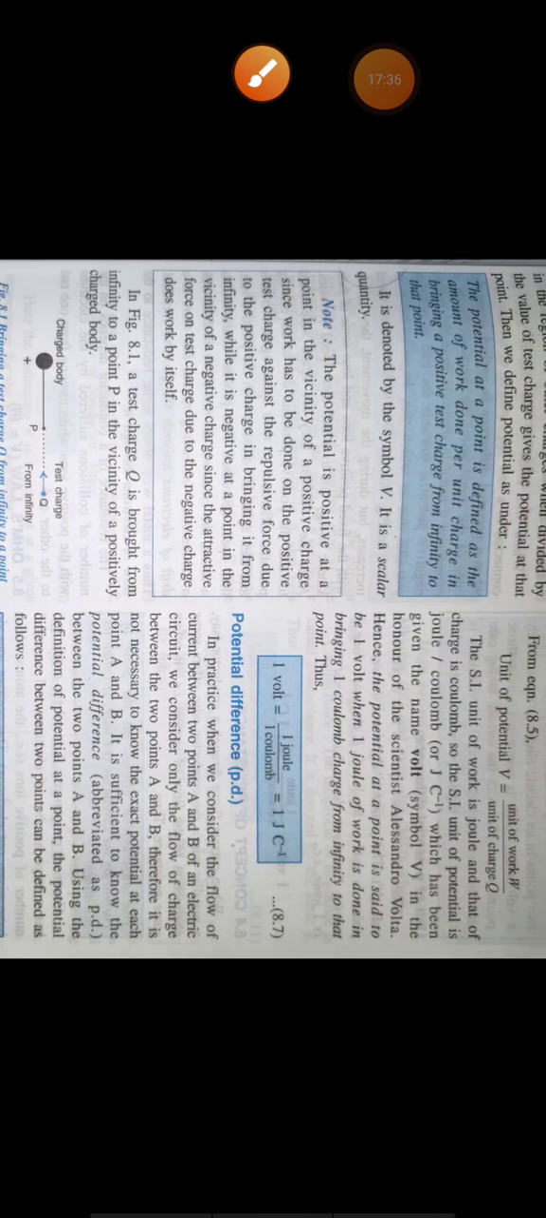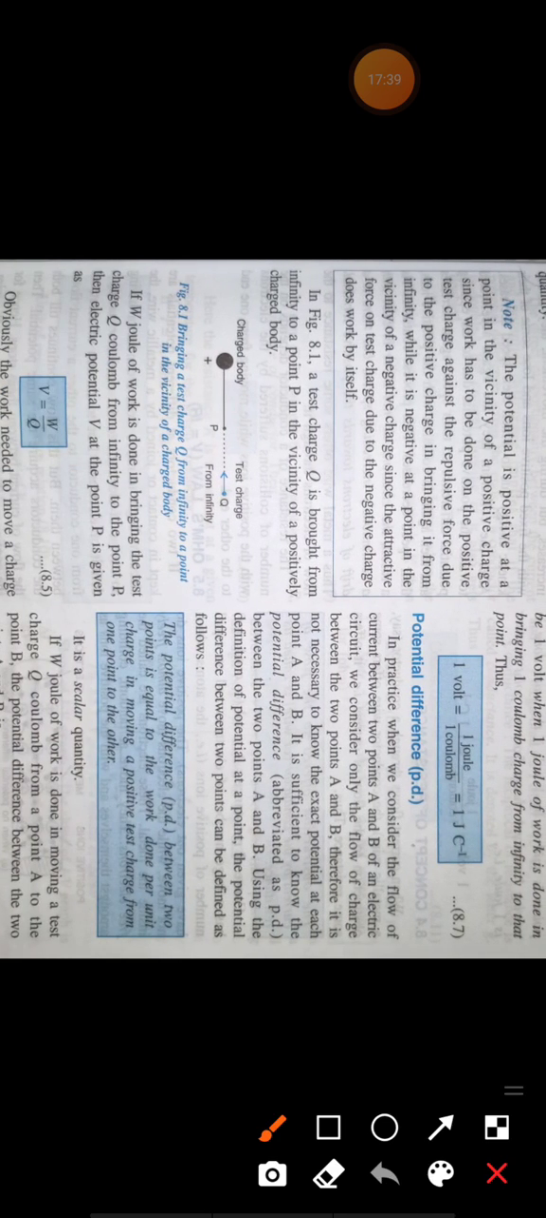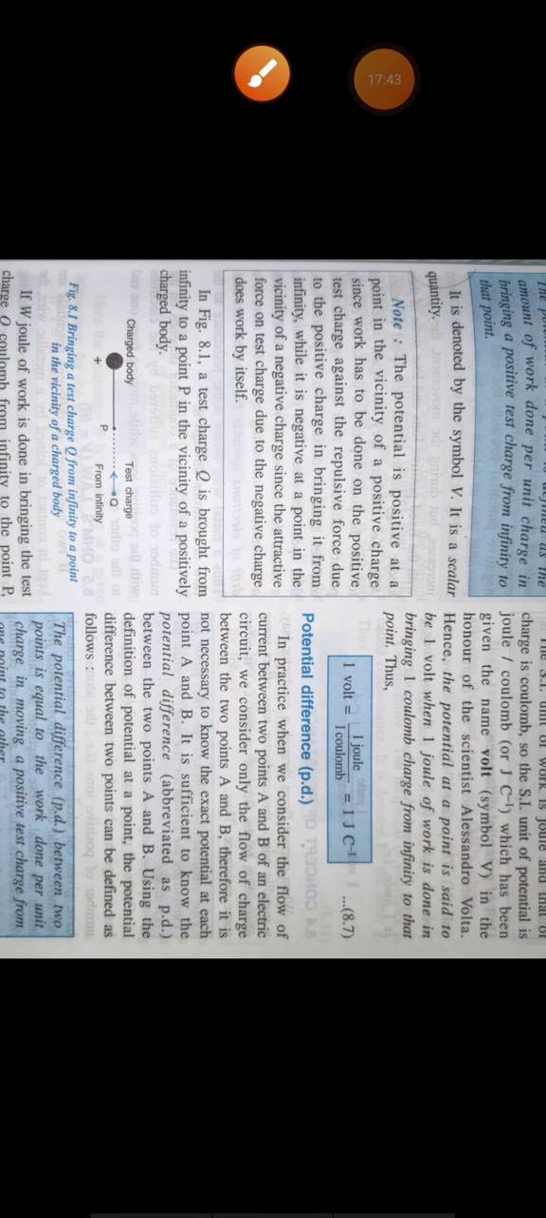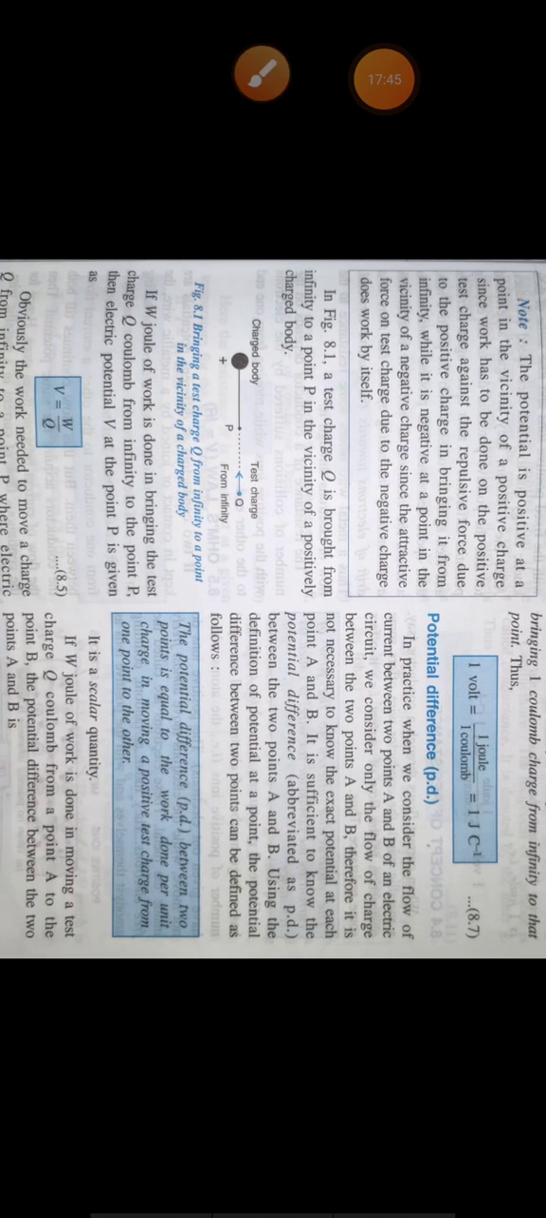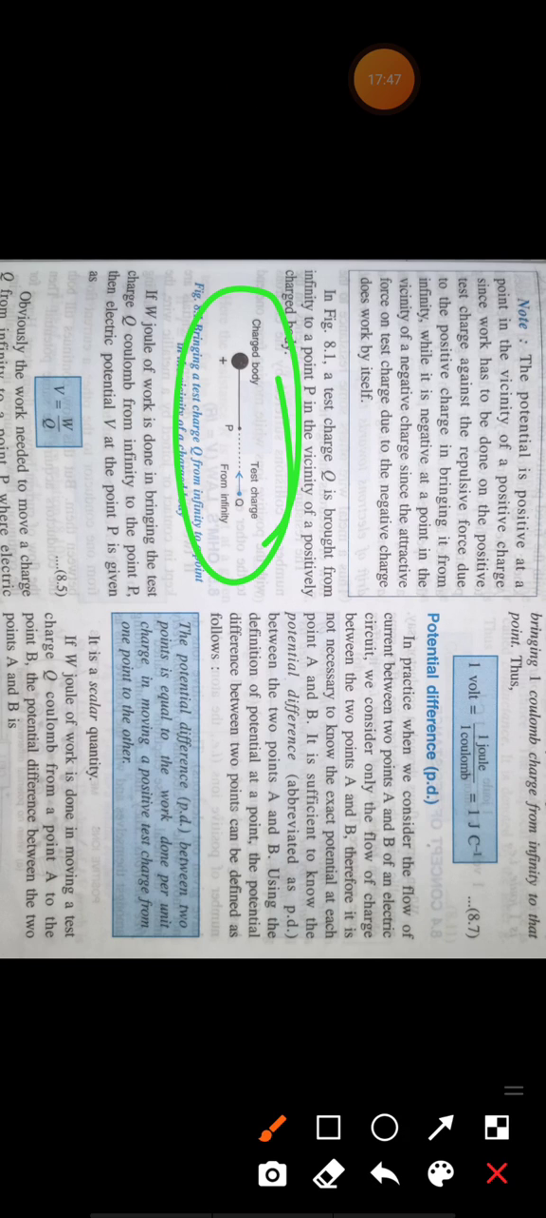So what you have to do is just remember this definition of electrostatic potential and potential difference. I explained it in a simpler way, but if you want to understand the definition given in the book, then I will make a separate explanation video on potential difference and electrostatic potential.